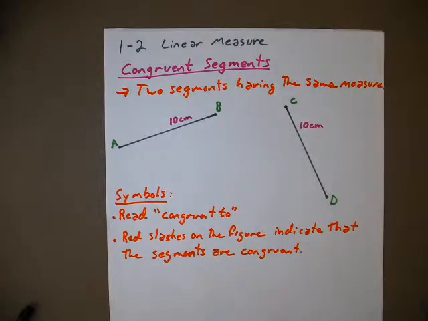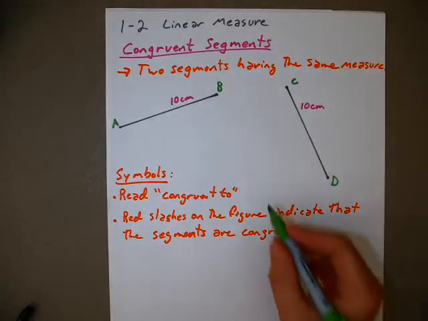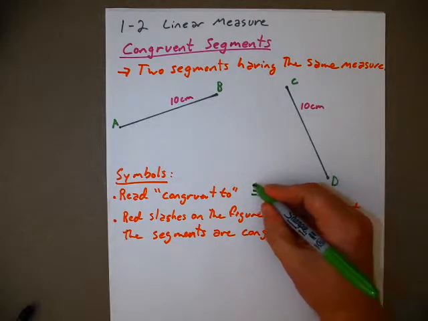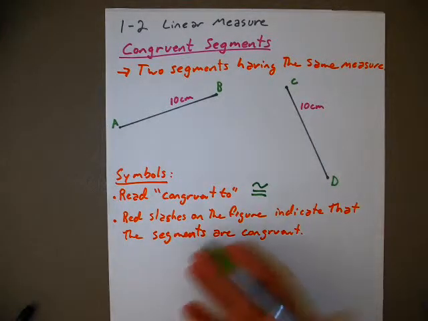And there are a couple of symbols to go along with that. The first symbol looks like an equal sign, and on top of it is a sort of squiggly line. That is the symbol that means congruent, and how we would say that is "congruent to."